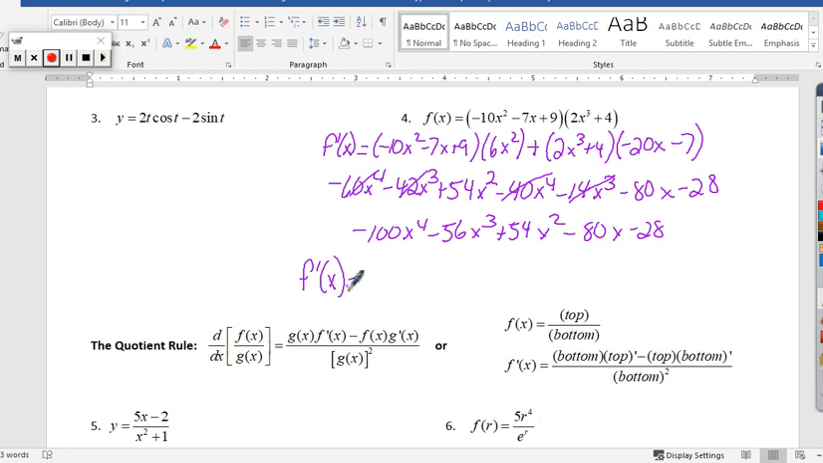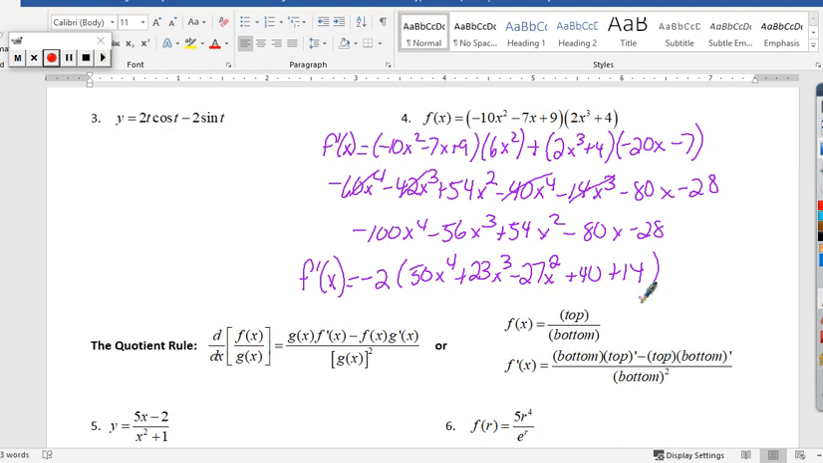So f prime of x, I'm going to take out a negative 2. That's going to leave me with 50x to the fourth plus 23x cubed minus 27x squared plus 40 plus 14 for our final answer. All right, so that's the product rule.